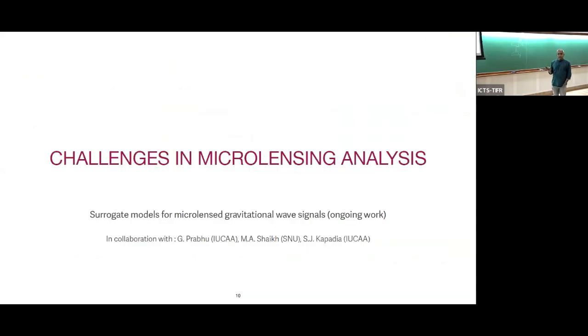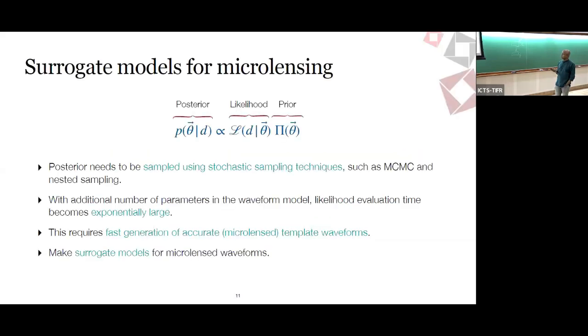Okay, this completes the first part. The second part is understanding what the challenges are in this analysis. This is ongoing work with Gopal from Ayuka, Arif, and Shashwat. What we're trying to do is construct surrogate models for microlensing. These are in a similar fashion to the work that Akash has mentioned.